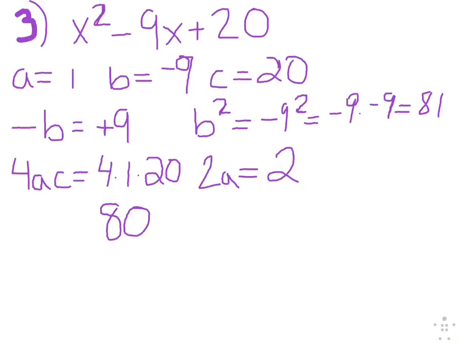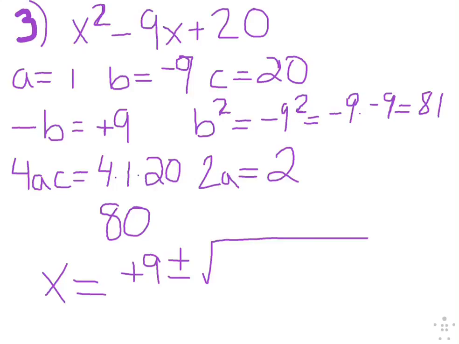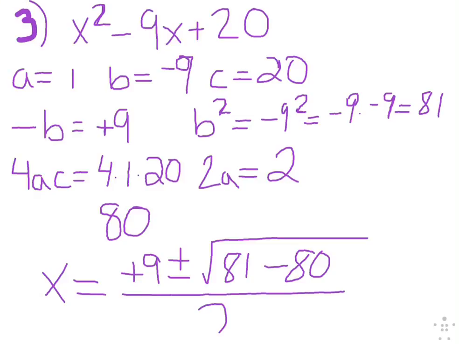At this point, you have everything you need to build the quadratic formula. So let's set it up. X equals negative B, which is positive 9, plus and minus the square root of B squared, which is 81, minus, let's see, 4AC, which is 4 times 1 times 20, which is 80. And then all of this is over 2A, which is 2.